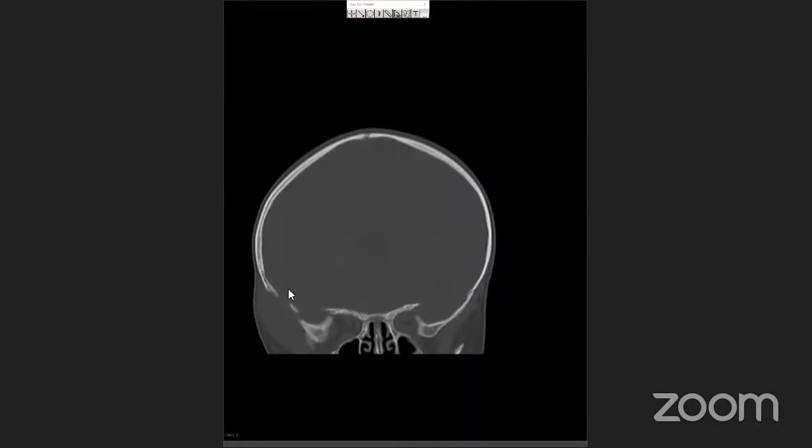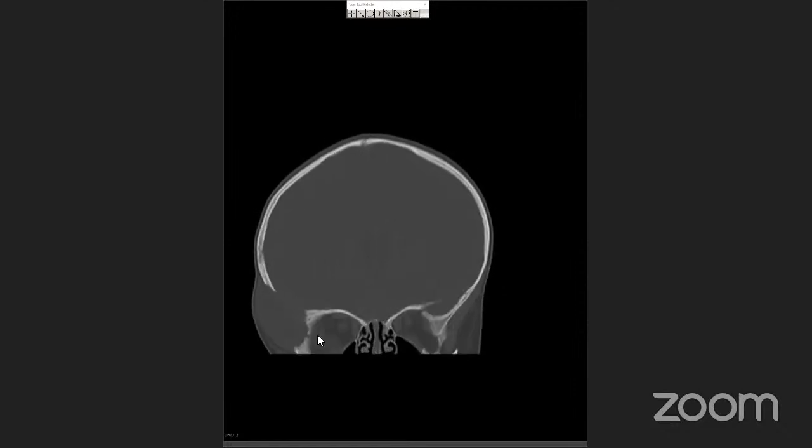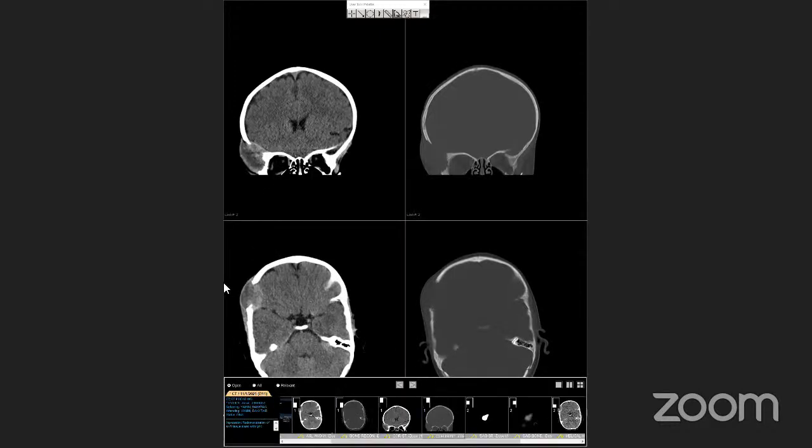You could see the bone, it's not perfect. It's a little thinner here. It's completely gone here. It's a little thin here. So we do have the calvarium being invaded, and then this portion of the orbital roof. So here we have the MRI.